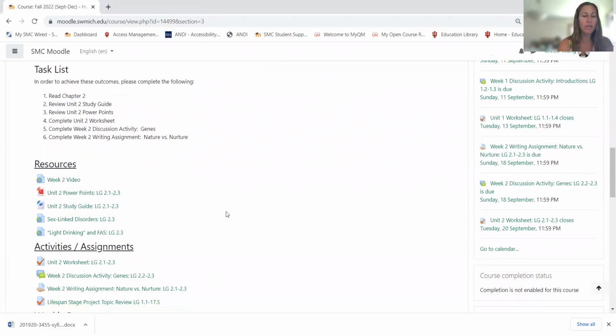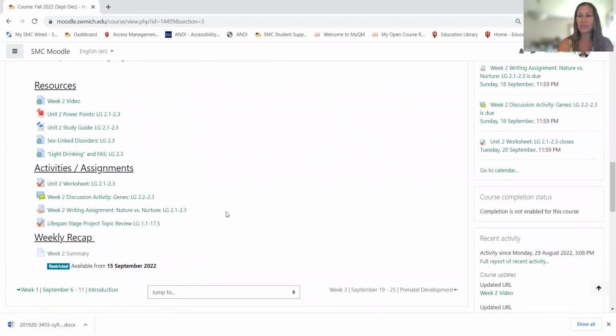So I want to take a moment and walk you through the different activities that we'll be doing this week. So the worksheet is, as it was in the last week, a study guide or a pre-quiz or something just to try to work with the material and kind of get you an idea of what that first quiz will be about.